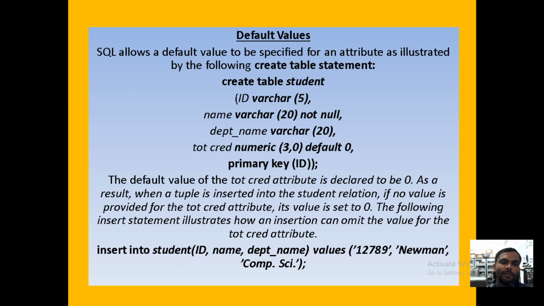For the student table, ID is an attribute, name is an attribute, department name and total credits are attributes. For total credits we give a default value of 0. The default value of the total credits attribute is declared to be 0, as a result, when a tuple is inserted in the student relation. If no value is provided for total credits, its value is set to 0. It means if you do not insert any value for total credits, by default it takes the value 0.